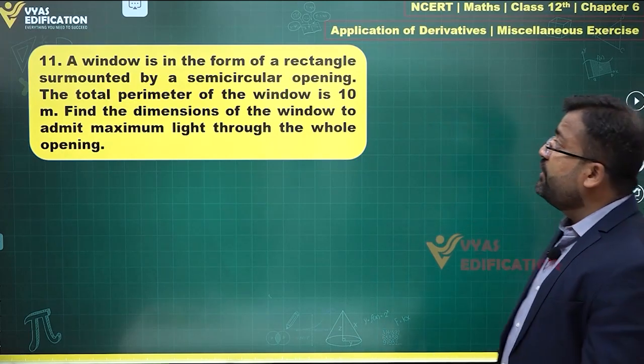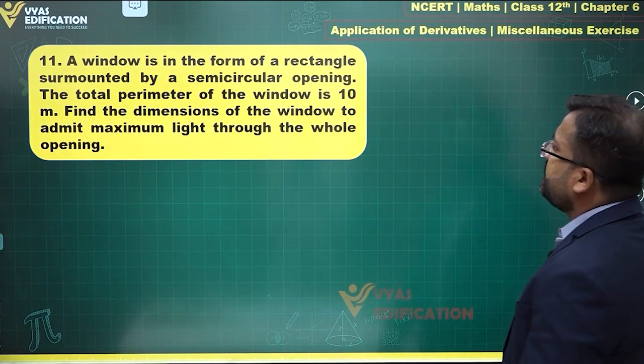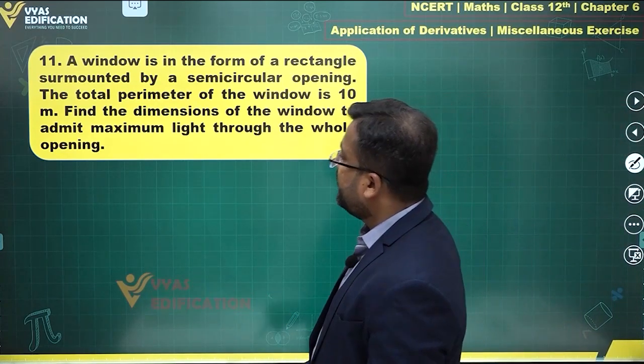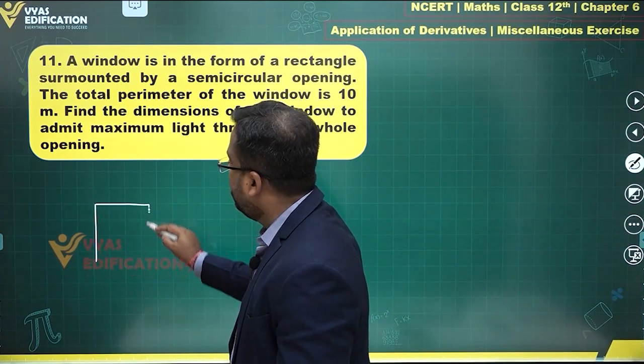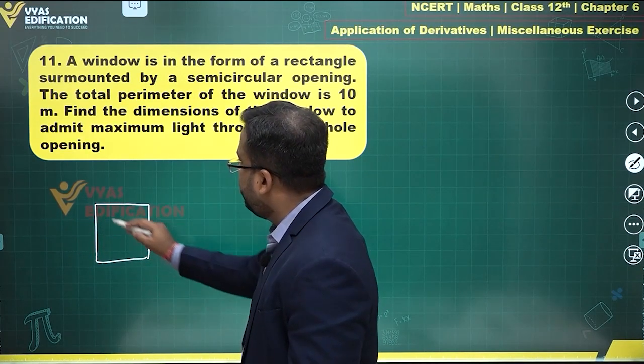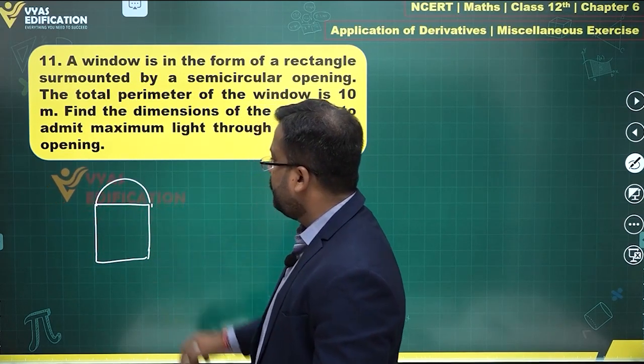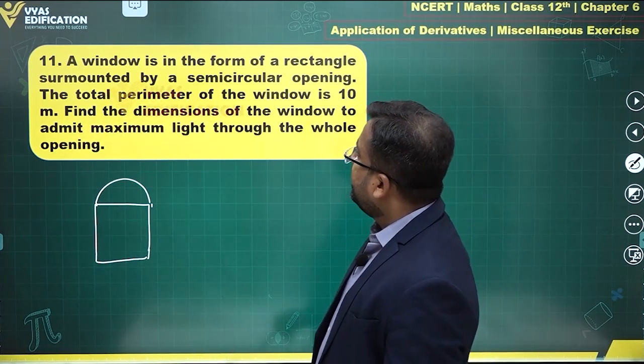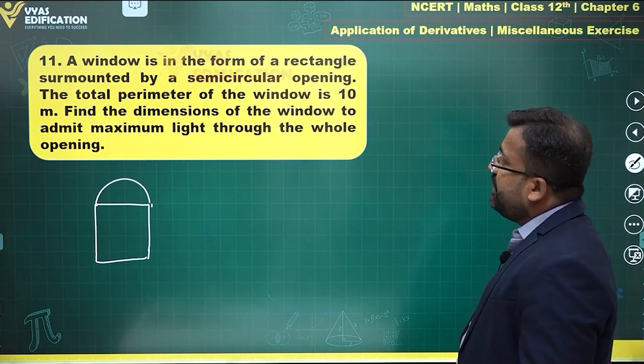11th question says a window is in the form of a rectangle surmounted by a semicircular opening. The total perimeter of the window is 10 meters. Find the dimensions of the window to admit maximum light through the whole opening.